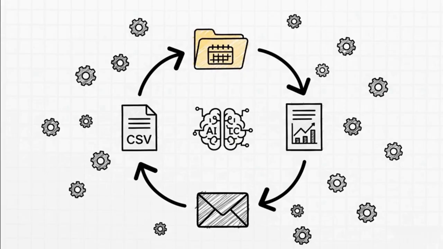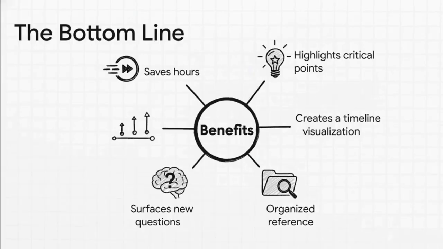That is the incredible power you unlock when you combine AI analysis with an automation tool like N8N. So let's just step back and put a bow on this. What does this whole process actually get you? Well, you're saving countless hours of manual, mind-numbing review. You're finding those critical points that you totally forgot about. You're creating powerful visual timelines. You get a fully searchable, organized reference for all your projects. And maybe the most important thing, it helps you find new questions to ask, to deepen your understanding.